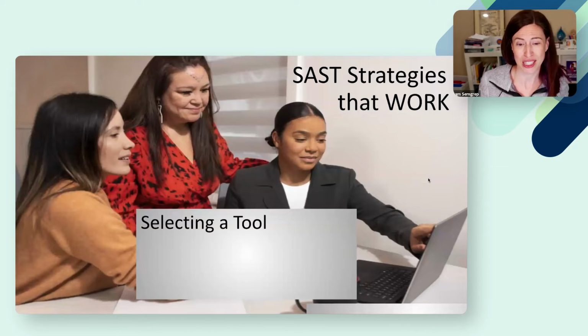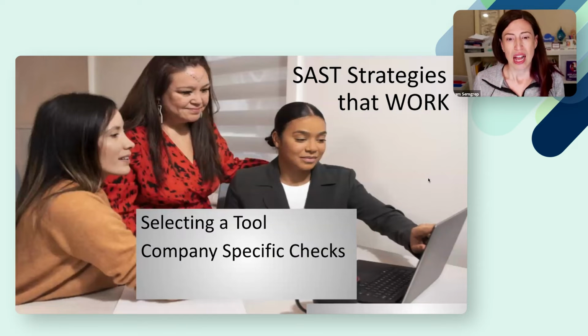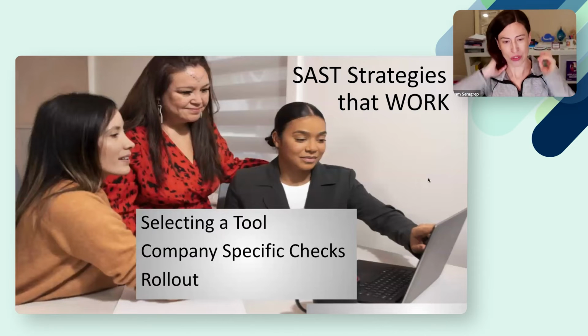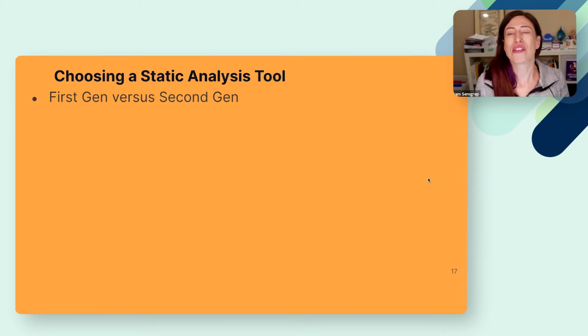Okay, so strategies that work: selecting a tool, company specific checks, and then how to roll out. So we're going to talk about each one of these. So first one, choosing the right SAST for you. So I realize I work at Semgrep, and then obviously you should all buy it. However, sometimes you're in a situation where that doesn't make sense. So the first thing I try to figure out is, do I want a 1st-gen SAST or a 2nd-gen SAST?